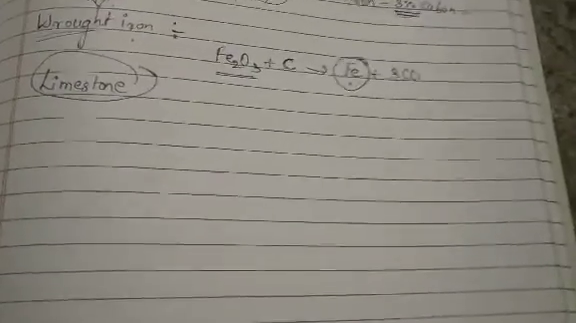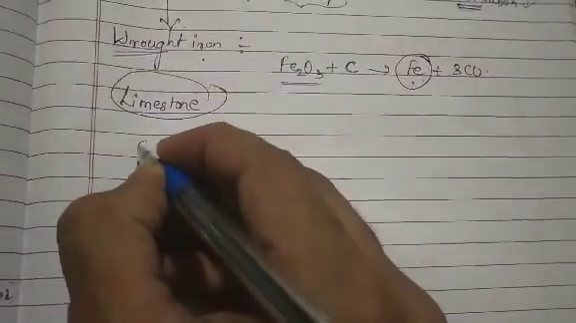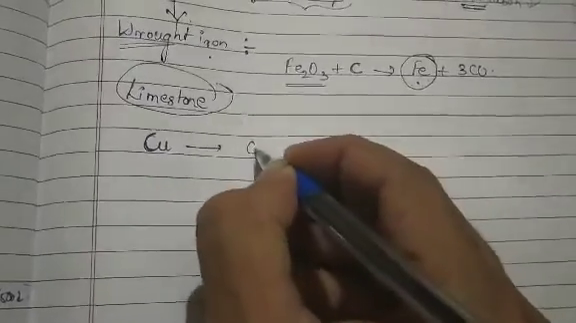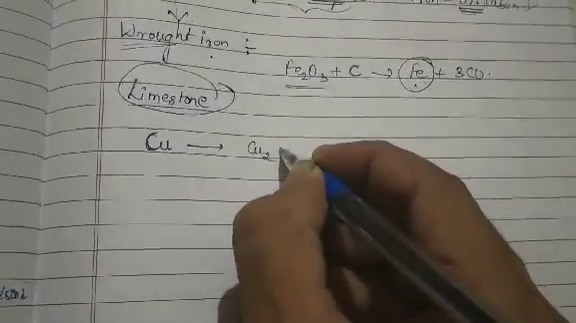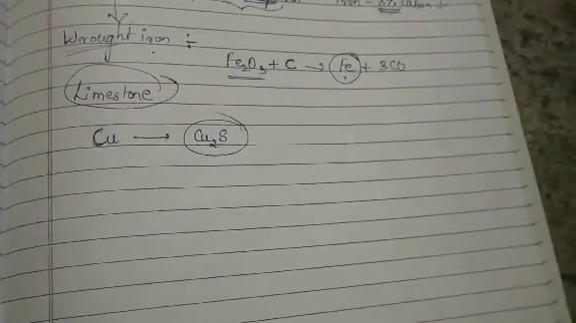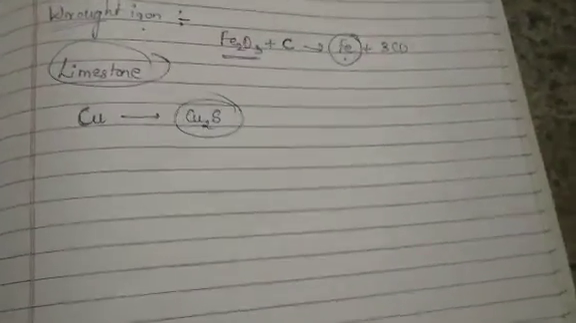So guys, in this video, soon after we have seen the extraction of iron from iron oxide, we are going to see the extraction of copper from copper pyrites, that is Cu2S. That is, we can say a sulfide ore of copper.